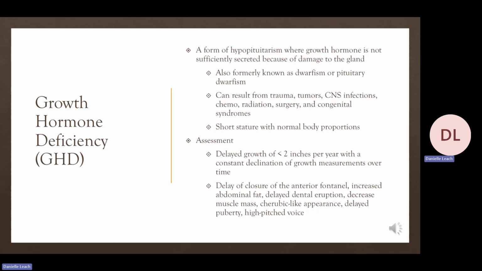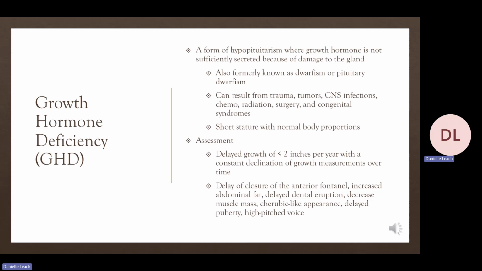Growth hormone deficiency is a form of hypopituitarism where the growth hormone is not sufficiently secreted because of damage to the gland, to the pituitary gland. So this can occur as a result of trauma to the head during delivery or later in life, brain tumors, infectious disease in the CNS like meningitis, chemotherapy, radiation, surgery, and congenital syndromes. This was formerly known as dwarfism or pituitary dwarfism. It results in a person with a short stature but with normal body proportions.